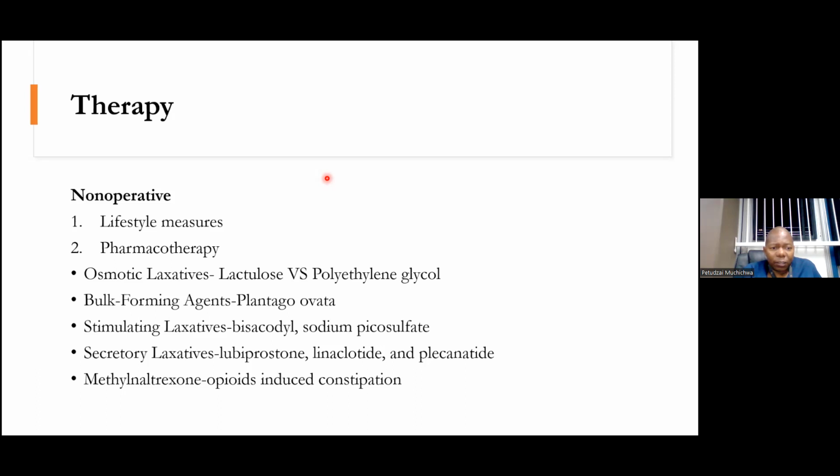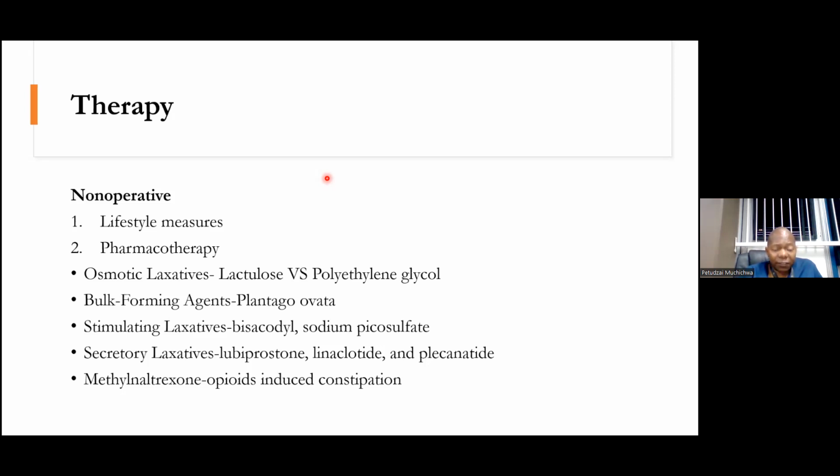In terms of pharmacotherapy, often we use osmotic laxatives, which include lactulose and polyethylene glycol. These just draw water into the intestine and facilitate rapid movement through, or increase the transit time in, the colon. We also have bulk-forming agents, which also draw water into the colon. Then you can use stimulant laxatives like bisacodyl.